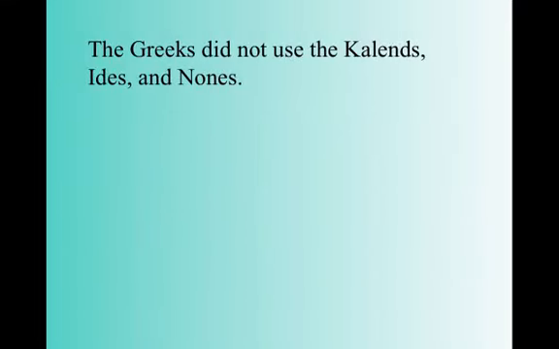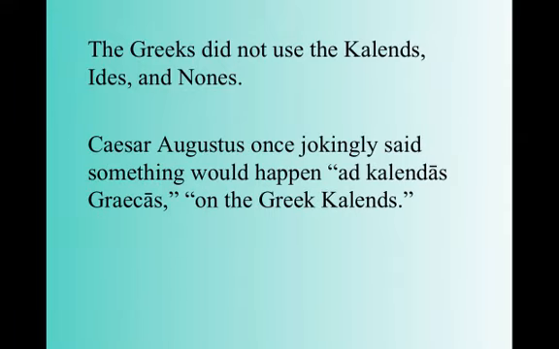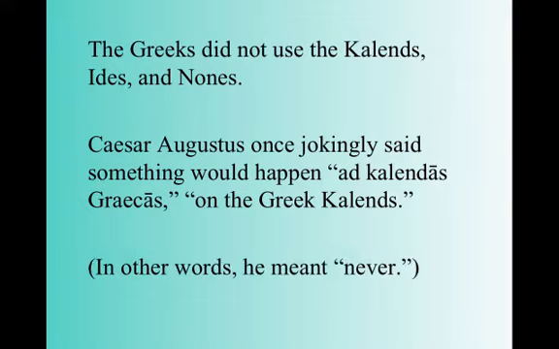The Greeks did not use the calends, Ides, and nones. Caesar Augustus once jokingly said that something would happen ad calendas Graecas, on the Greek calends. In other words, what did he mean? He meant never. This is basically something like when pigs fly.